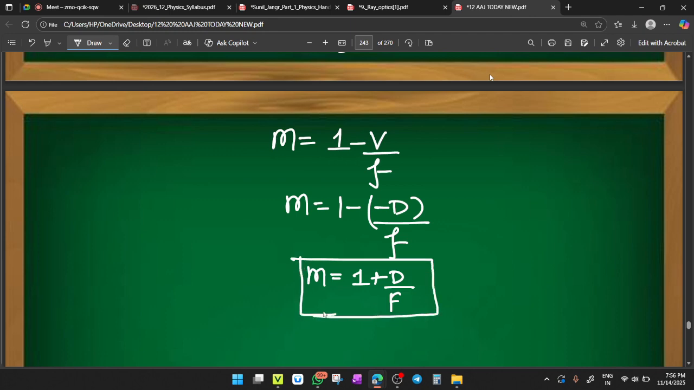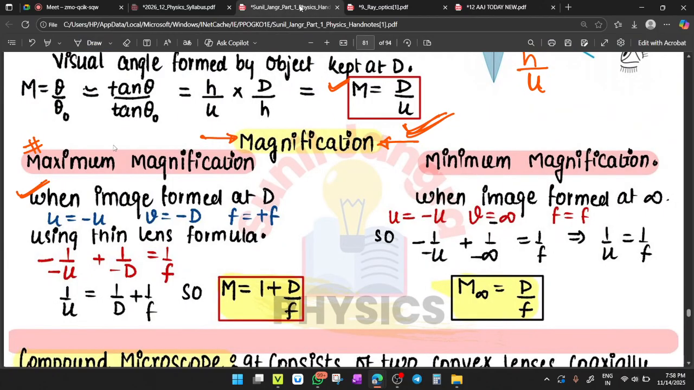Yes, M equals 1 plus D by F. Okay, students, so we have derived this one case with the name maximum magnification. When the image is formed at D, that is the least distance of distinct vision, so U becomes minus U and V becomes minus D, and F equals positive F. So by the formula, we got M equals 1 plus D by F. Clear? Done.